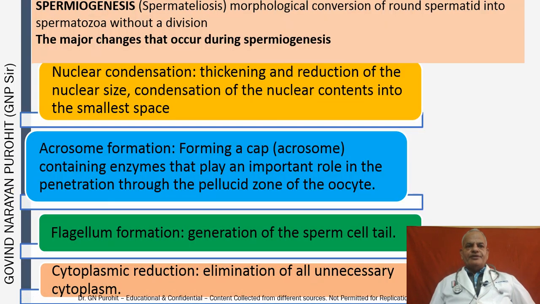Then spermiogenesis or spermatoleiosis is the morphological conversion of round spermatid into spermatozoa without a division. The major changes that occur during spermatozoa include the nuclear condensation, the thickening and reduction of the nuclear size, condensation of the nuclear contents into the smallest space. Then there is formation of the acrosome, a cap containing the enzymes that play an important role in the penetration through the zona pellucida of the oocyte.